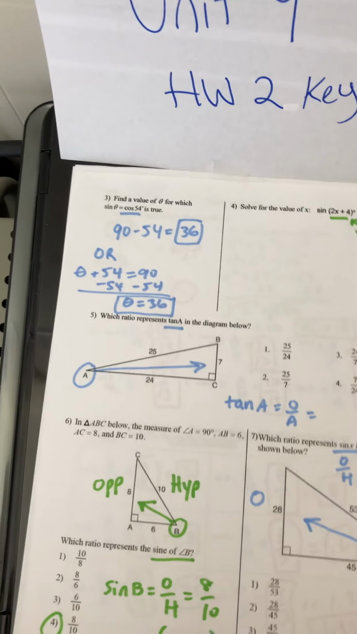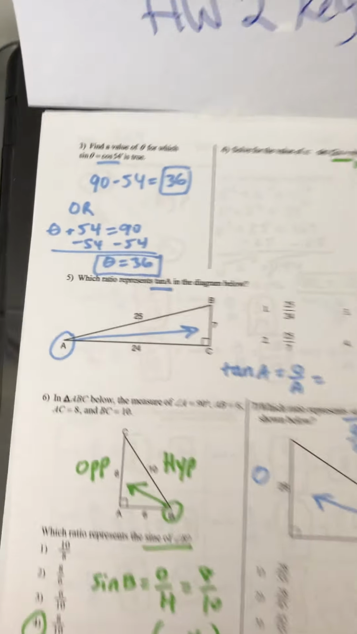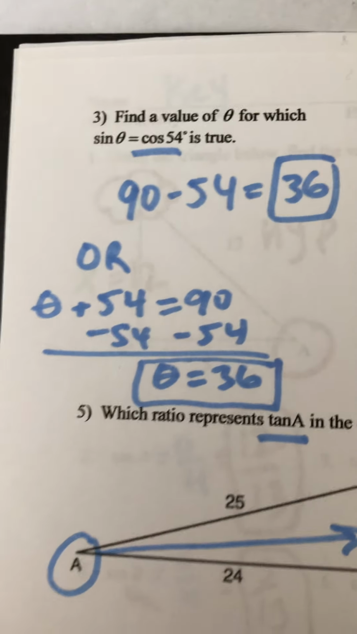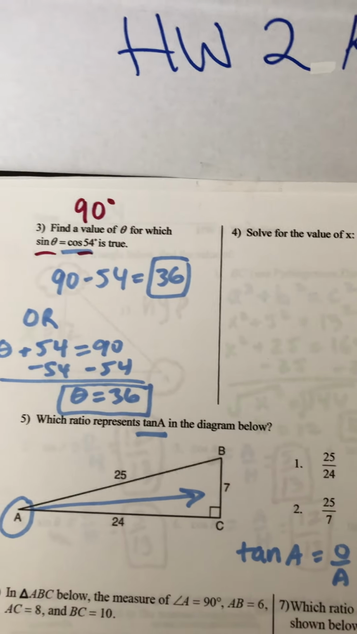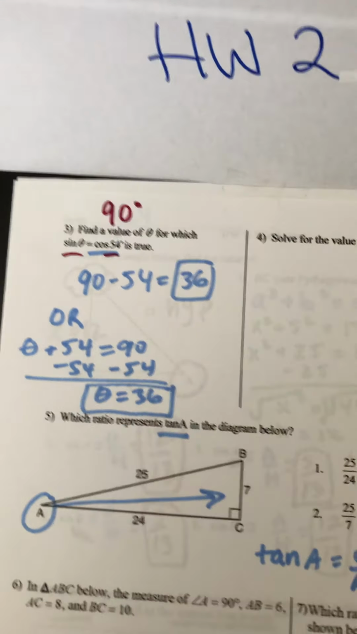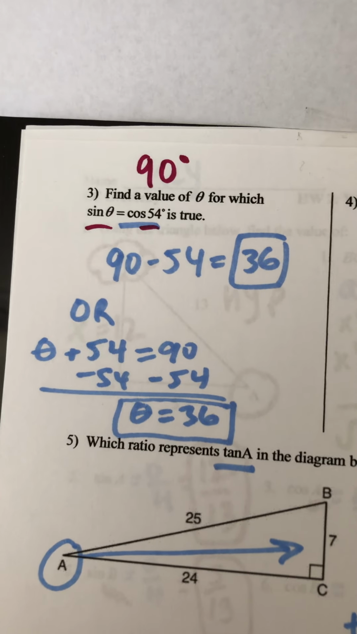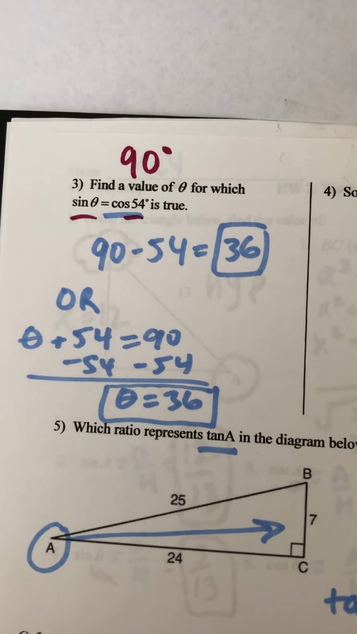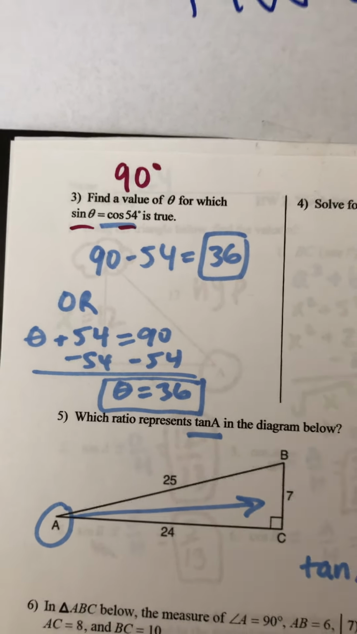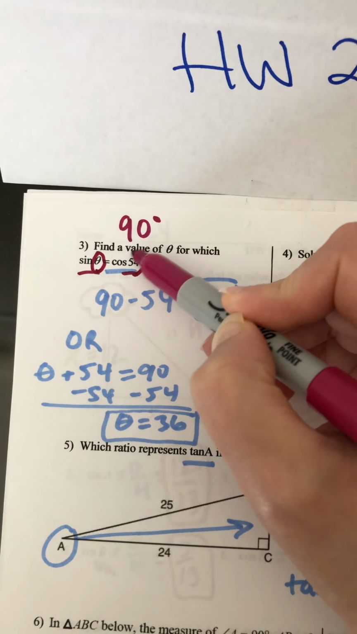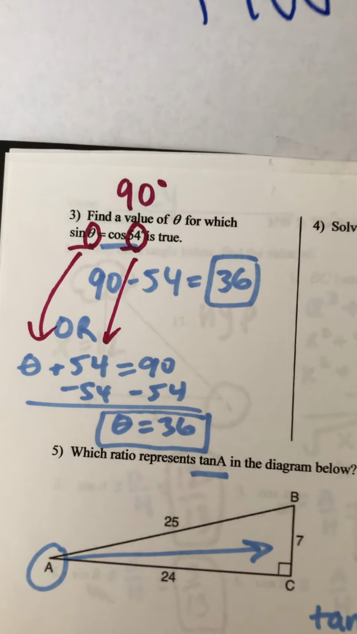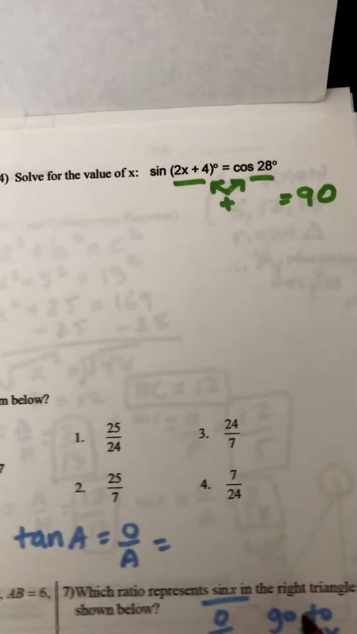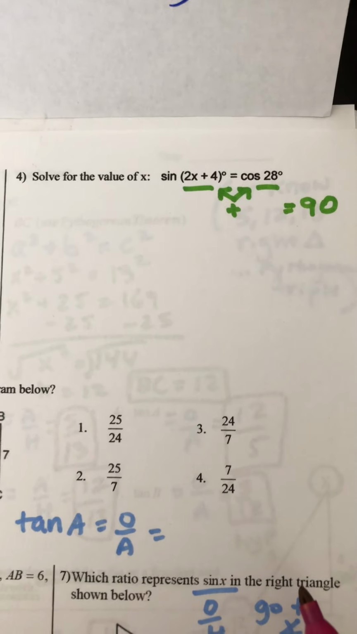On the next page, we're thinking about cofunctions to start. When you see sine and cosine together, think 90 degrees. Those two angles, the theta and the 54, are complementary. They add to 90. So we could just do 90 minus 54 is 36. Or you can set up an equation with the theta and the 54, add them, equal to 90, solve for theta, it's 36.